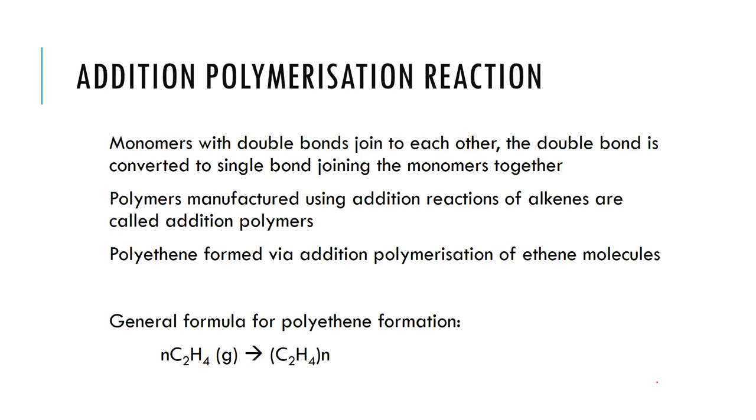So what happens is when our monomers with the double bonds join to each other, the double bond is converted into a single bond. Okay, the monomers join together, and then we end up with a giant molecule. So this is how we make polyethene, where we take ethene molecules in the presence of a catalyst, and then it will form this (C2H4)n, and this is our repeating unit of our polymer.